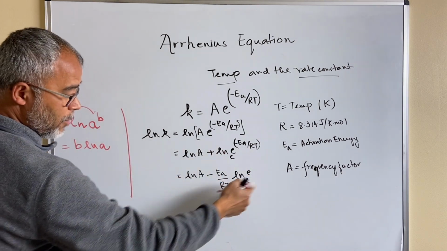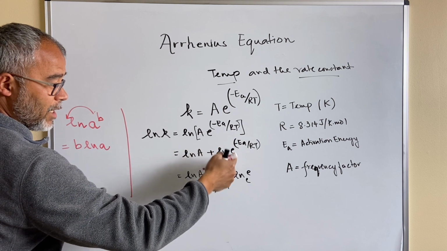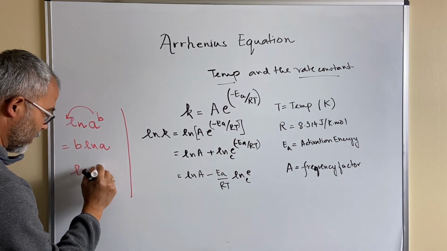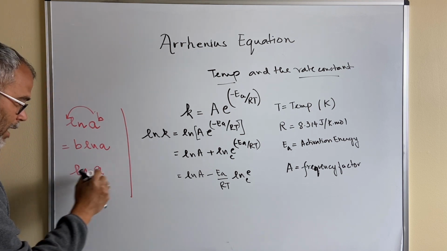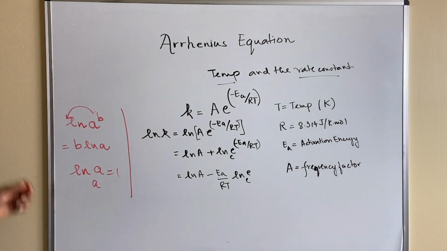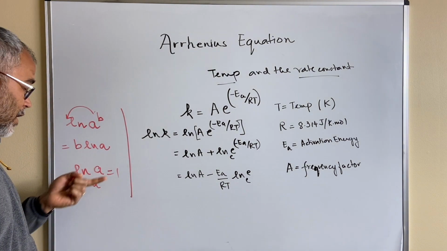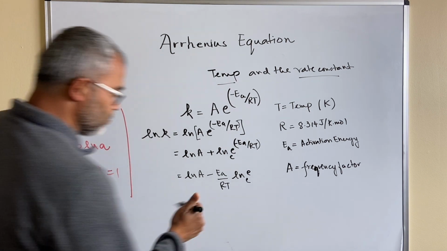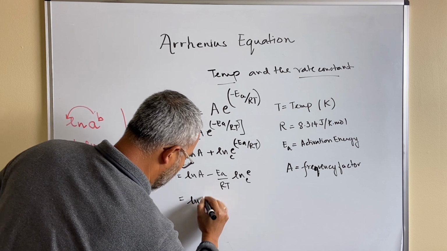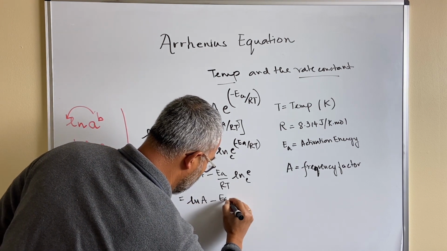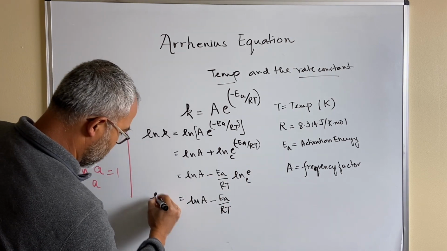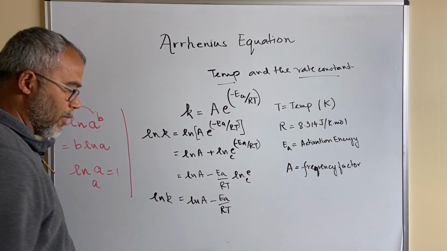Now out here, I was talking about collapsing ln of e base e. What that means is if I have ln of, let's say, A base A, that is equal to 1. Anytime you take the log of any number base to the same number, that is equal to 1. So this becomes ln of A minus Ea over RT. That's 1, so we just don't worry about it, and there you have it.